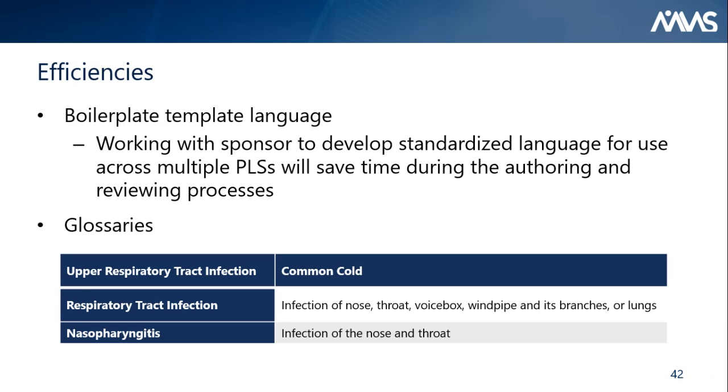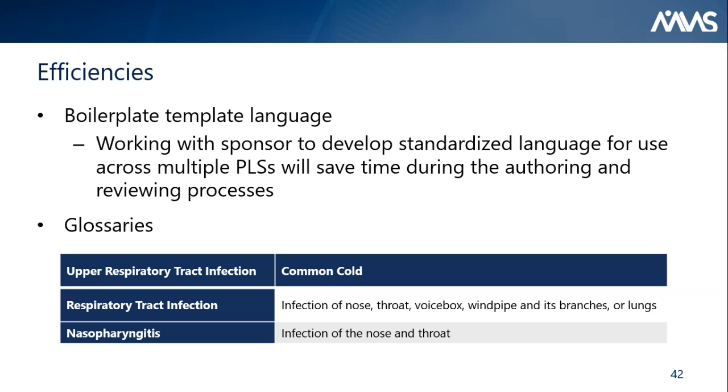All right, the final thing we're going to get into today is efficiencies in the process. We implement efficiencies that can be adopted at either a program level or an organization level. First, we utilize boilerplate or template language to ensure that standardized language is used across multiple lay summaries and according to the requirements of the sponsor. And this ultimately saves time and effort during both the writing and the review process.